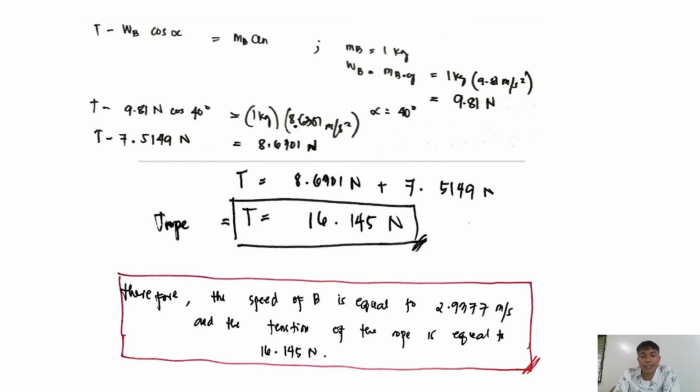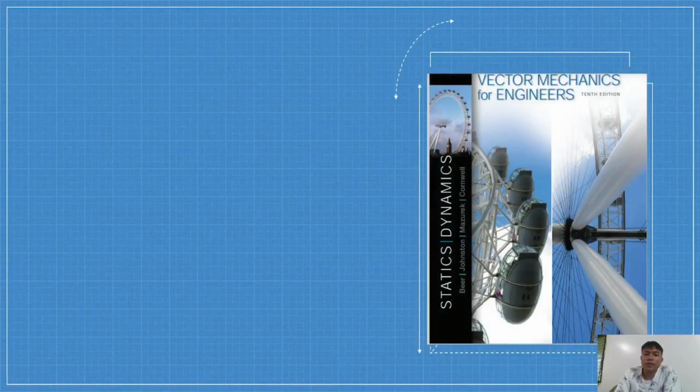Therefore, the speed of our sphere is equal to 2.9377 meter per second after the impact, and the tension of the rope is equal to 16.145 Newton. This is our textbook, Vector Mechanics for Engineers, 10th edition, by Beer, Johnston, Mazurek, and Cornwell. This is the link.